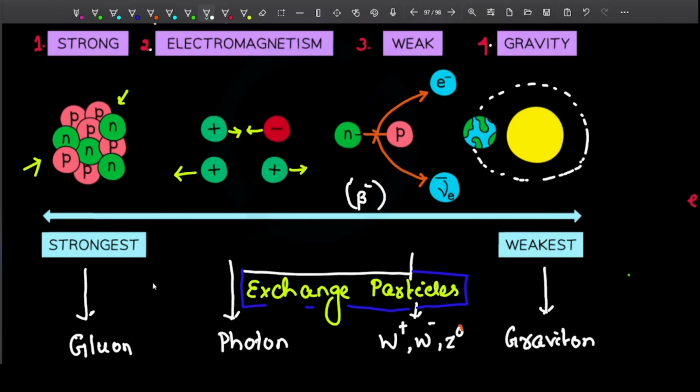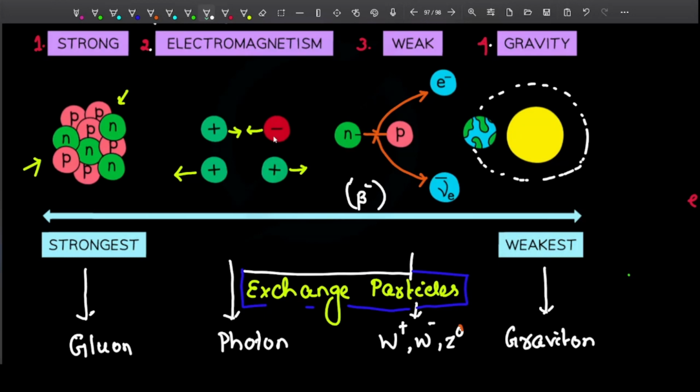For example, gluon is the exchange particle for the strong nuclear force, whereas photon serves as the mediator particle for electromagnetic force. On the other hand, W plus, W minus, and Z0 are the exchange particles for beta plus and beta minus type weak reactions, and graviton serves as the exchange particle for the gravitational force.